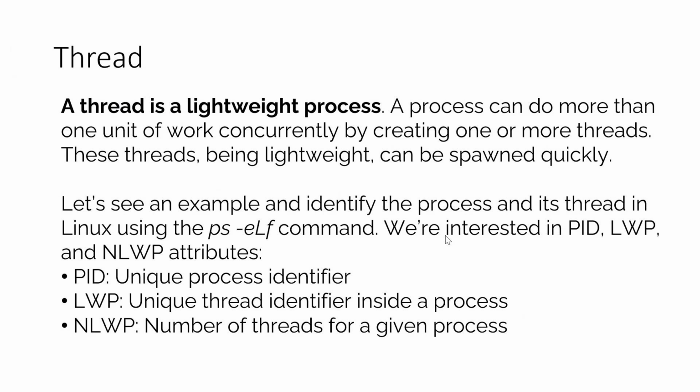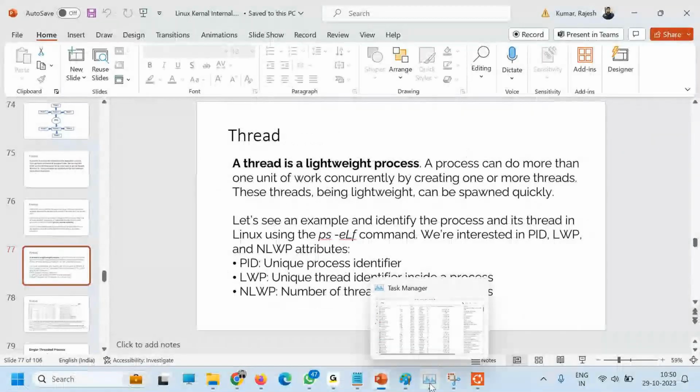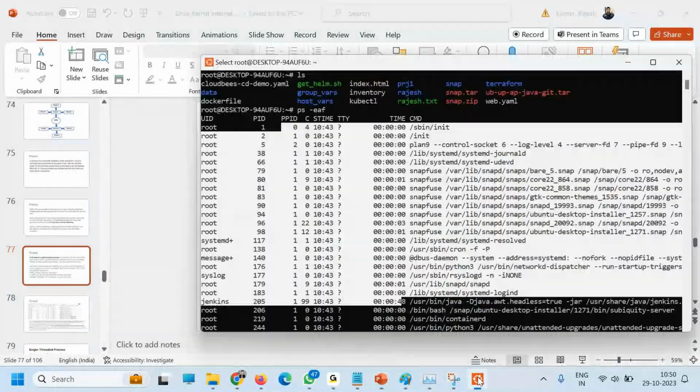That means if you have one process and multiple threads, the process can do more than one unit of work concurrently by creating one or more threads. These threads, being lightweight, can be spawned quickly. So let's see an example and identify a process and its threads in Linux. How can you do that? You run the ps -elf command and you will get to know how you can find the threads.